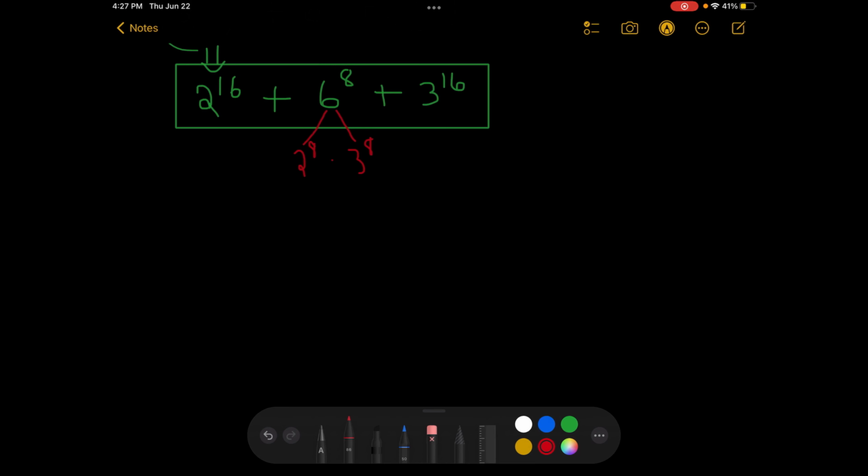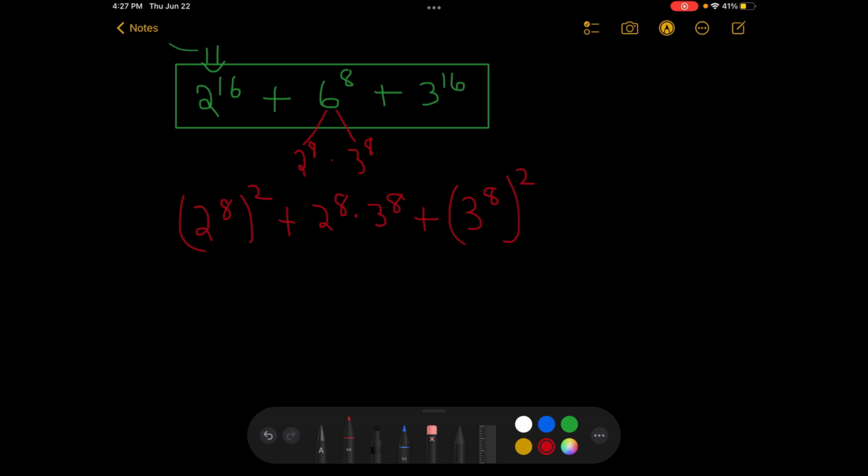2 to the 16th is 2 to the 8th squared. 6 to the 8th is 2 to the 8th times 3 to the 8th. So I'll just write that down. And 3 to the 16th is 3 to the 8th squared.